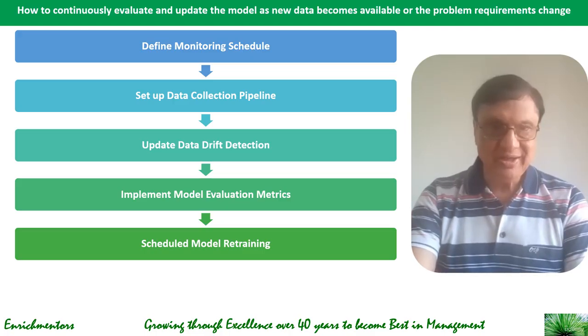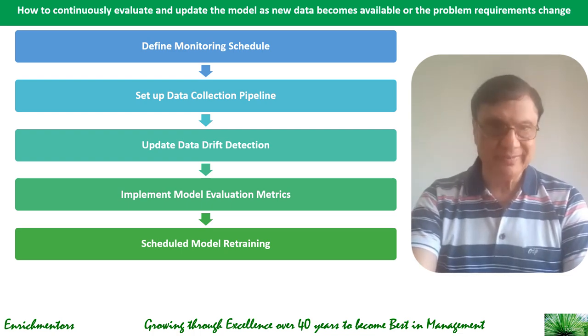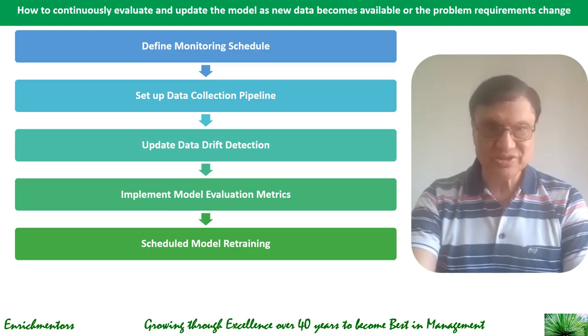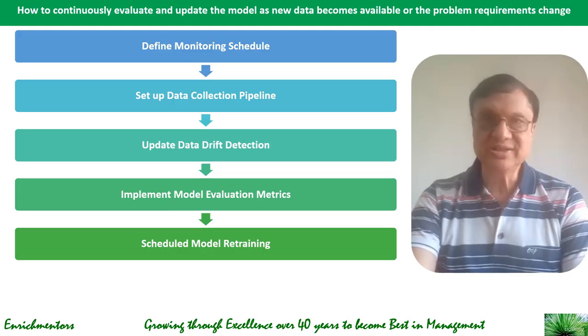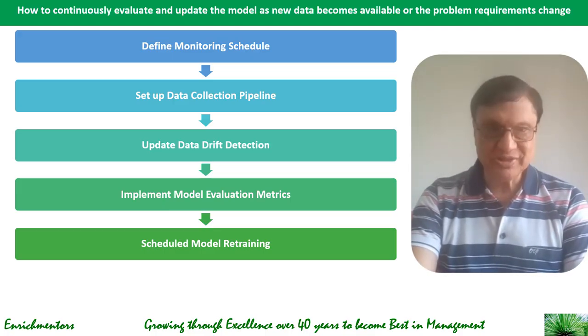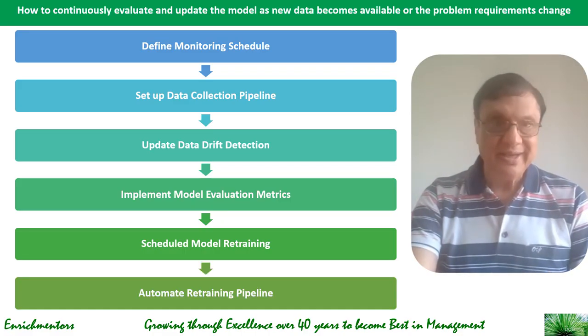Determine the retraining interval based on the rate of data arrival, the model's performance degradation over a period of time, and the resources available for retraining. And then automate the model retraining process to minimize manual intervention and ensure consistency and reliability. Set up the pipelines for data processing, model training, validation, and deployment to streamline the retraining workflow and automate this retraining pipeline.